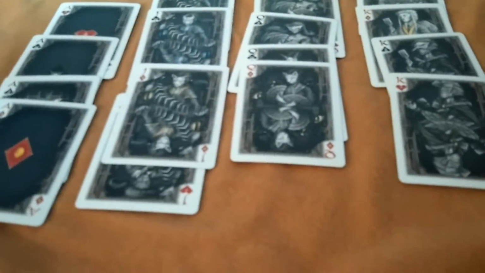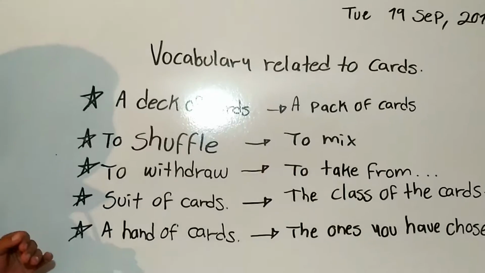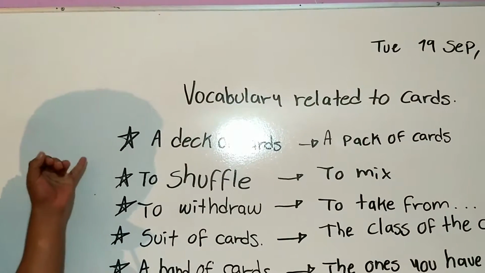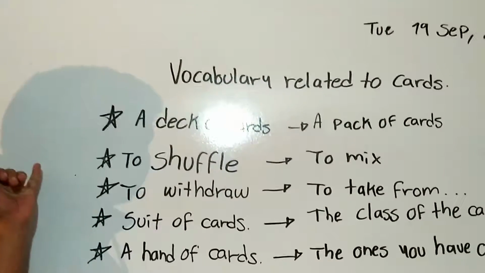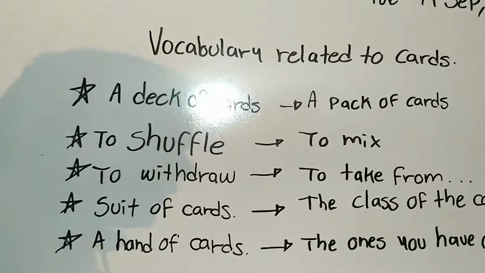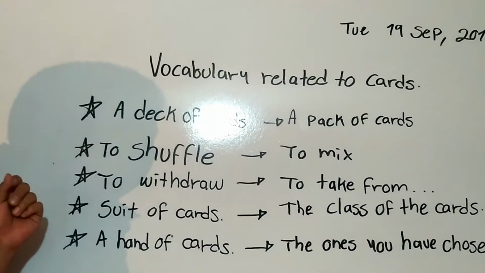Then we have to present new vocabulary about the items of the game to the players. In this case, the vocabulary is on the board. Vocabulary related to cards. First of all, we have a deck of cards. It means a pack of cards. And as we can appreciate, this is a deck of cards. Then we have a verb, to shuffle. Literally, to shuffle means to mix.